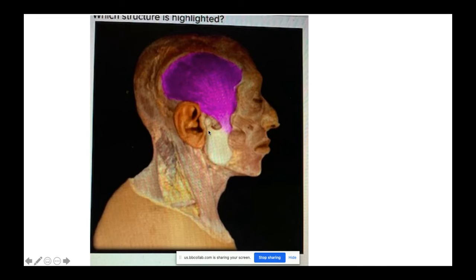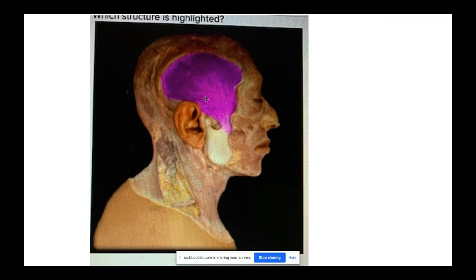All right, so here we have what structure is highlighted. So you have to go, all right, well, this is the mandible. This looks like it's the coronoid process of the mandible. This is the mandibular condyle. So this is the temporalis. This happens to be one of your muscles of mastication. There are 4 muscles of mastication.